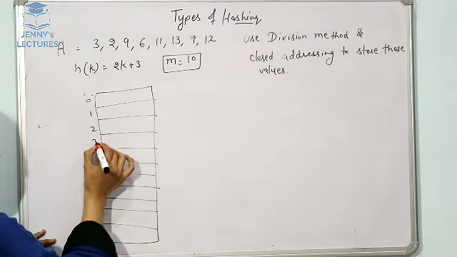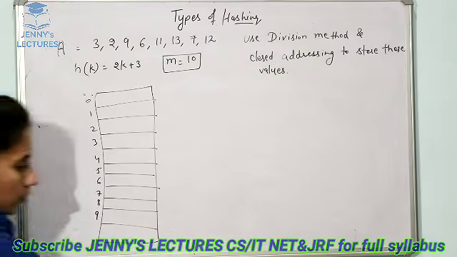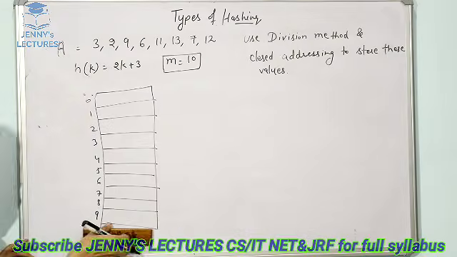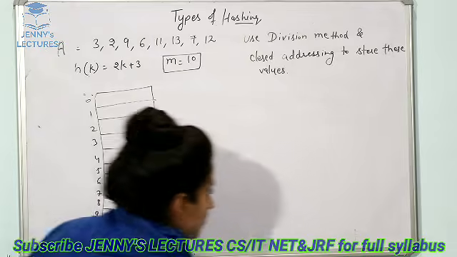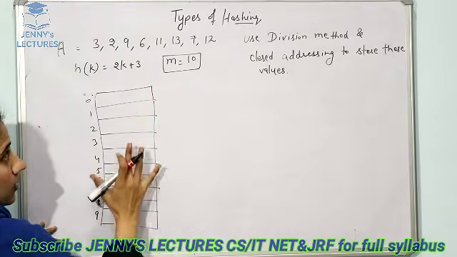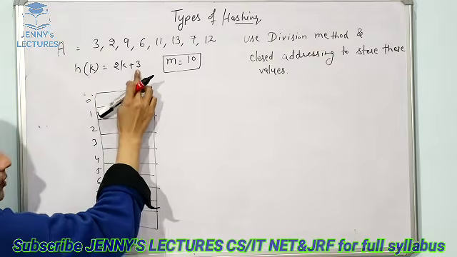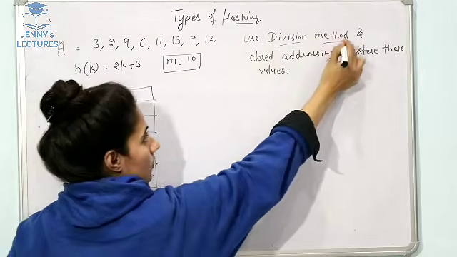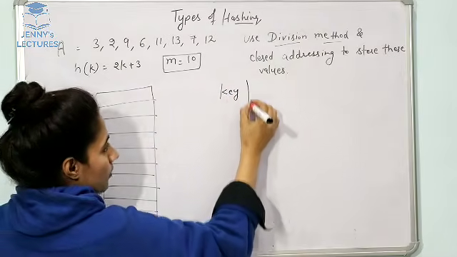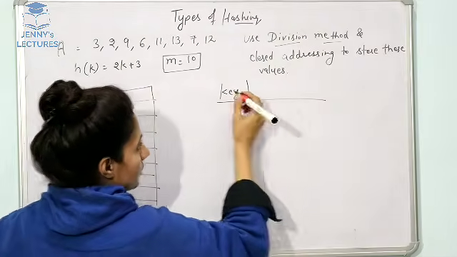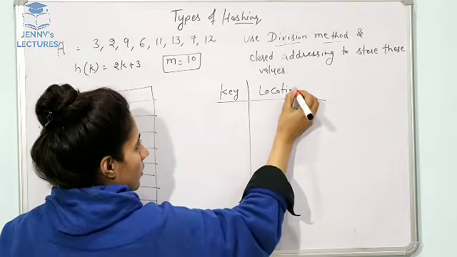Indices 0, 1, 2, 3, 4, 5, 6, 7, 8, 9. This is our hash table of size 10. The hash function is 2k + 3, and you are supposed to use the division method. Now calculate the location, the proper position, or you can say the address, for these key values. Here we will write down the location.